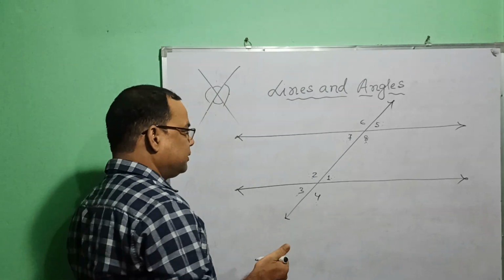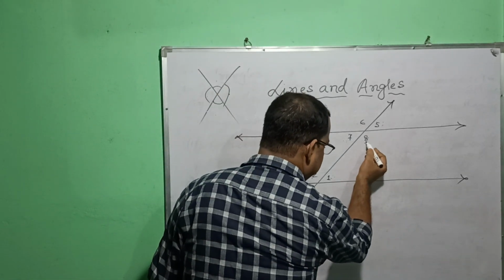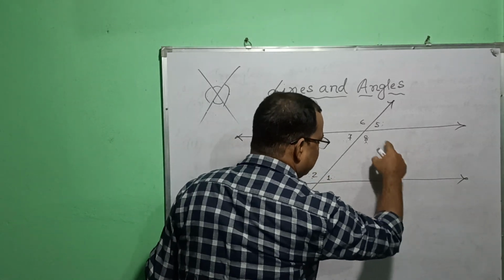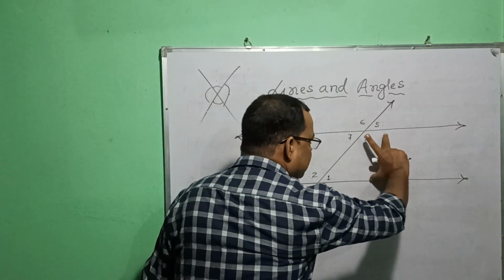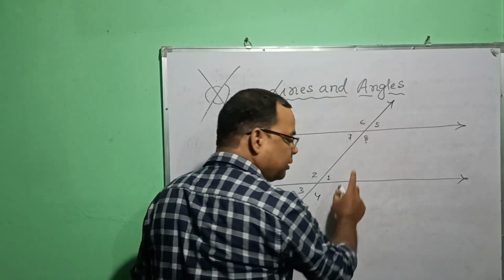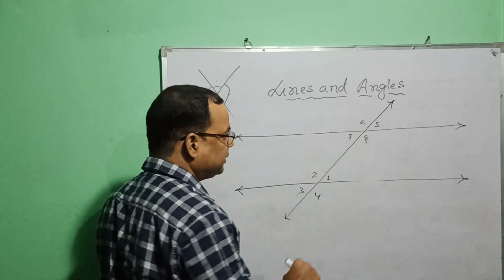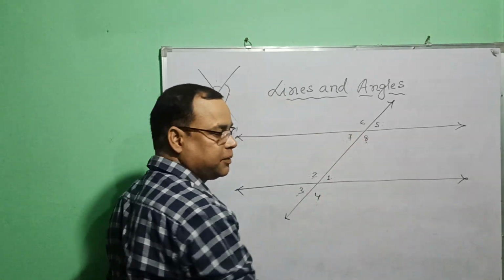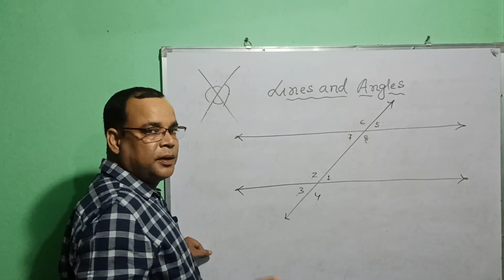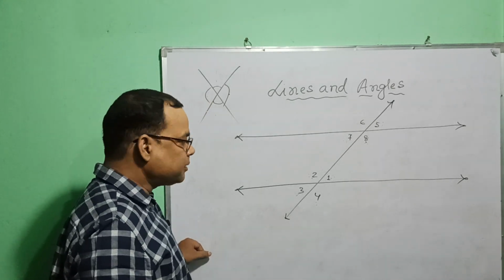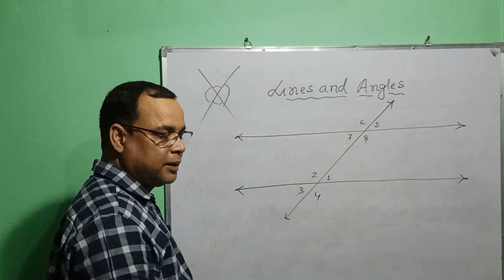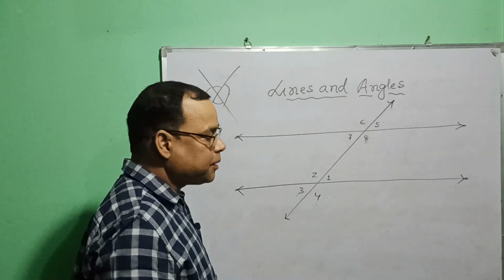So which are allied angles? Suppose angle 8 and angle 1. They are on the same side, meaning the right side of the transversal, and they are interior to the parallel lines. So these two angles are called allied angles, or we can say interior angles on the same side of the transversal. In a similar way, angle 7 and 2 are also interior angles on the same side of the transversal, or we can say allied angles. So these two pairs are allied angles, and another property is there.